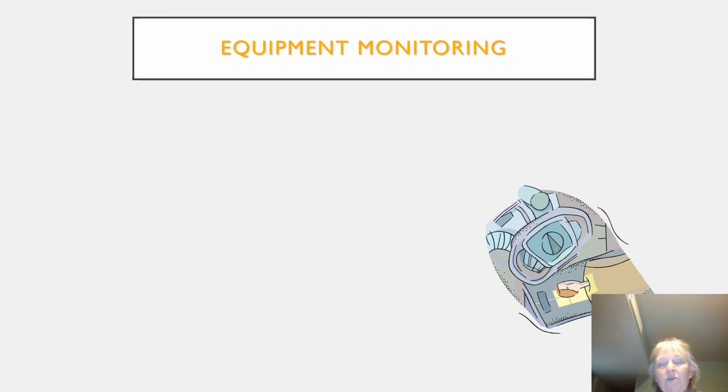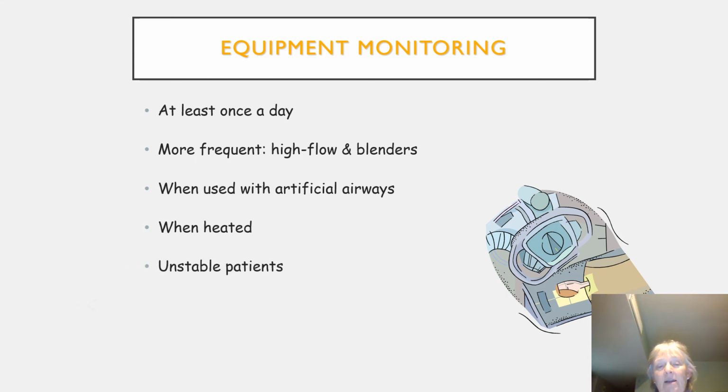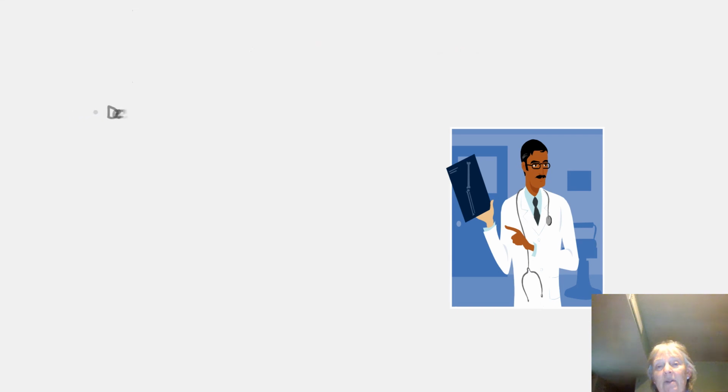So how do we monitor that equipment? At least once a day, go check it out, make sure it's working. More frequently if it's high flow in blenders. Okay, remember blenders we're using with the neonates and the babies. When you have artificial airways, we do it all the time. When it's heated, for sure. And if you have an unstable patient, and then with our newborns.